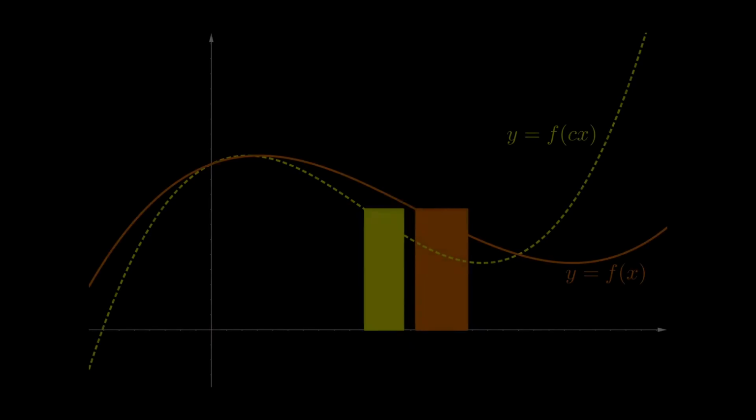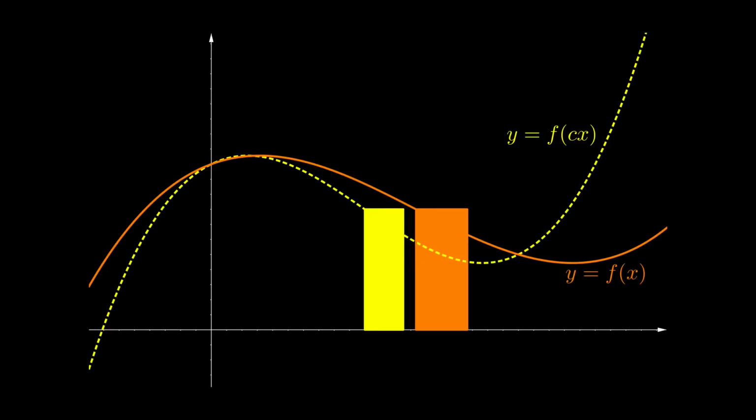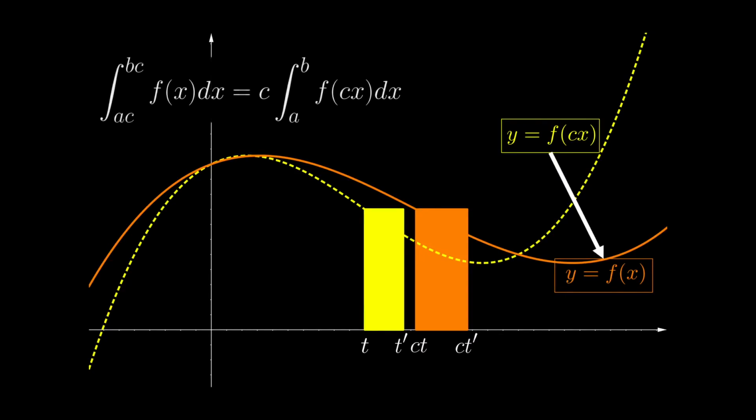Apart from stretching in the y direction, we can also stretch in the x direction. But remember that when we stretch by a factor of c, we change from f of cx to f of x, not the other way around. In this case, the rectangular strip stretches by a factor of c in the x direction, so we have this formula as well. This result can be obtained by substitution, but what we have done is to simply stretch the area in the x direction.